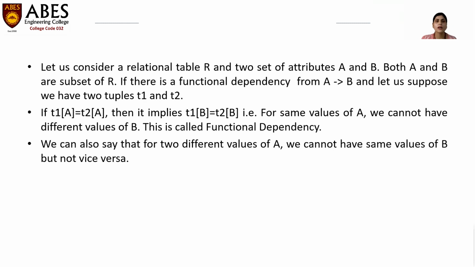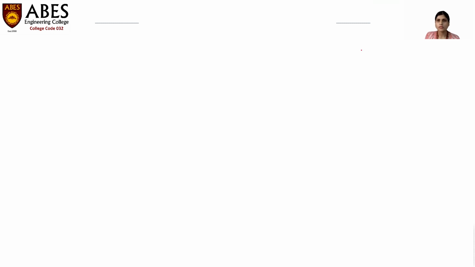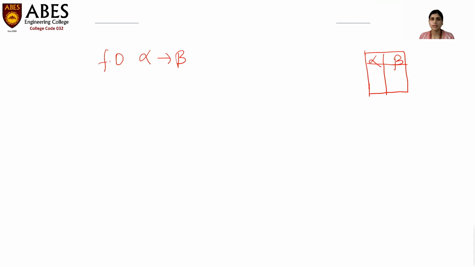So before jumping into the formal definition of functional dependency, let's discuss the basic concept of FD. Let us assume that there is a table consisting of two columns, which are basically sets of attributes alpha and beta, and there is a functional dependency from alpha to beta. A lot of people have a misconception that functional dependency is equivalent to a mathematical function, where we can put in the value of alpha and compute the value of beta. No, it's not like that.